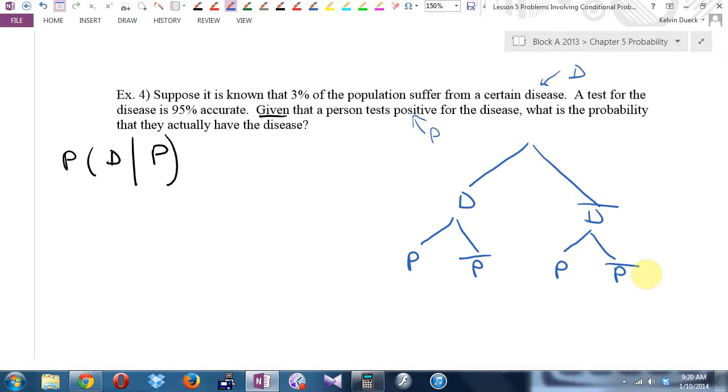What percent of the population has the disease? So this branch here is going to be 0.03. By reasoning, what percent of the population doesn't have the disease? 0.97. Now, let's walk down this branch here. In this branch, the person actually has the disease. Okay? Should they test positive or negative if they have the disease? Positive. How often? How accurate is the test? So 95% of the time you'll test positive. 5% of the time the test will miss it.